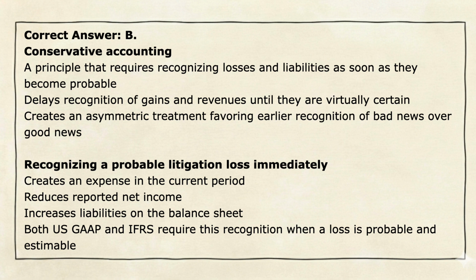For example, if you think you might have a lawsuit coming up, you'd want to record that as an expense right away. This means you'll have to pay for it in the current period, which can lower your reported earnings. It also means you'll have more debt on your balance sheet. Both US GAAP and IFRS say you should do this when you think a loss is likely and you can figure out how much it might be.